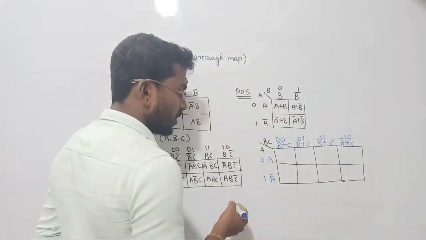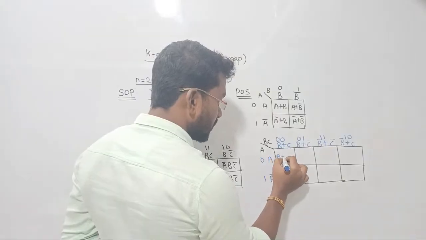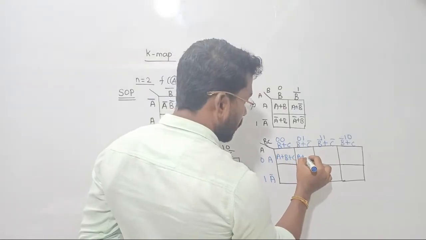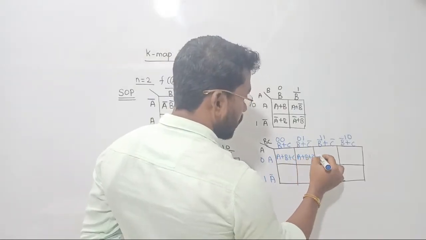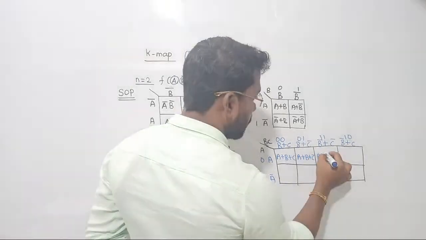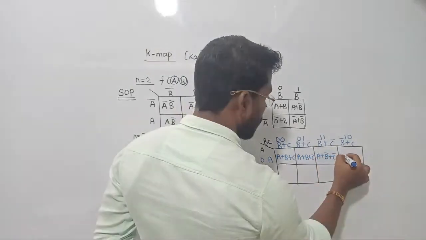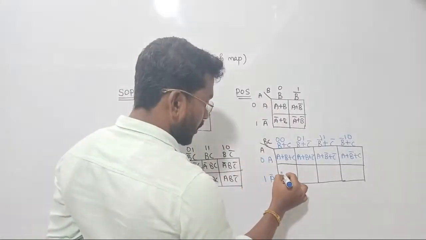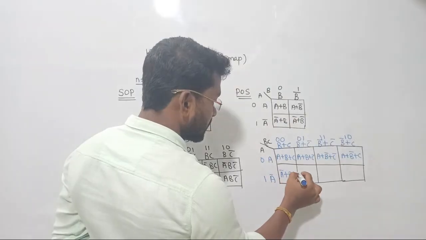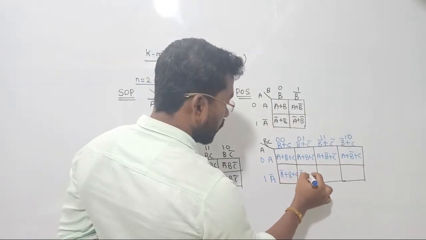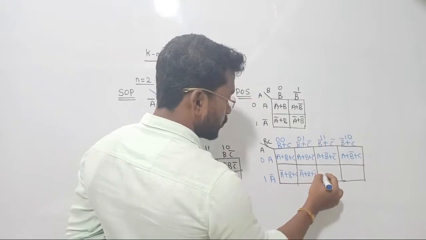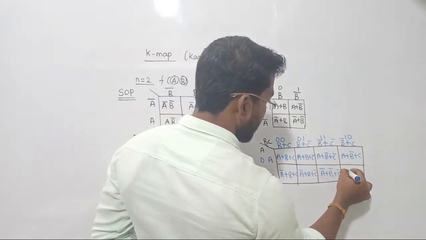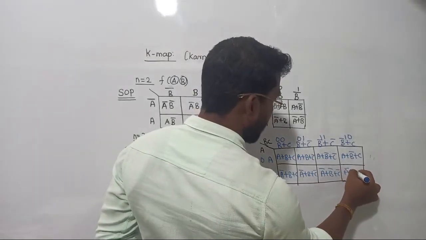So let us club them together such that this becomes A plus B plus C, right? Second one will become A plus B plus C bar. Third one will become A plus B bar plus C bar. Fourth one will become A plus B bar plus C. Next, this one will become A bar plus B plus C. Next one will become A bar plus B plus C bar. Next one will become A bar plus B bar plus C bar. Next one will become A bar plus B bar plus C.